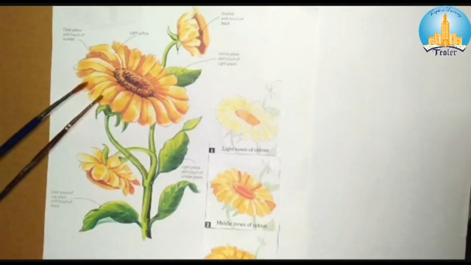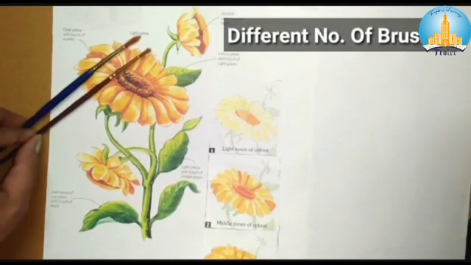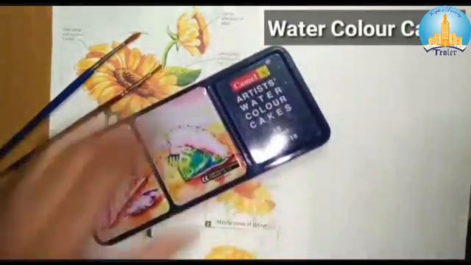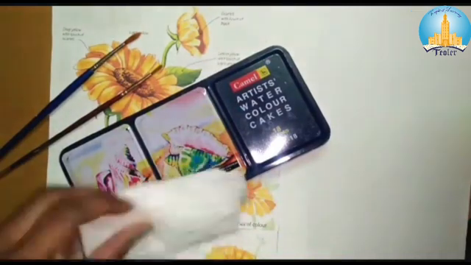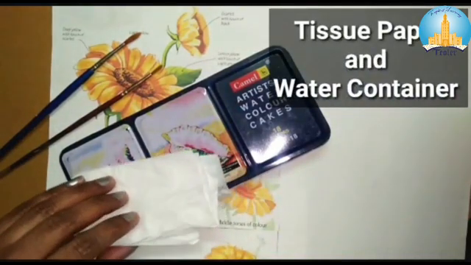What all things do we require for painting? We need different numbers of brushes, watercolor cakes, tissue paper and a water container filled with water.